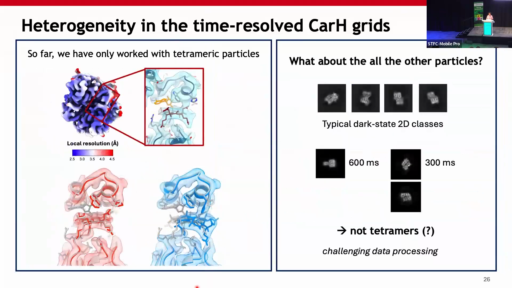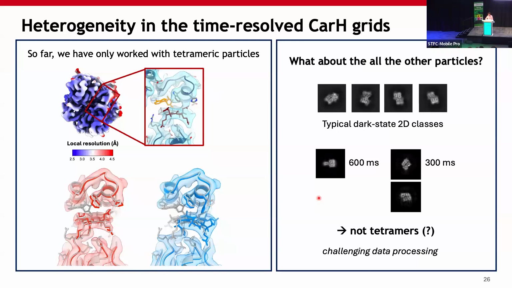Also, so far, what I presented was only with the tetrameric particles, which are easy to pick, easy to work with. But there's other things in the data sets that are heterogeneous. And there's some suspicious classes that look like trimers or dimers, and we would like to explore those, but it's very challenging because we cannot get any 3D reconstruction. So that's a work in progress.